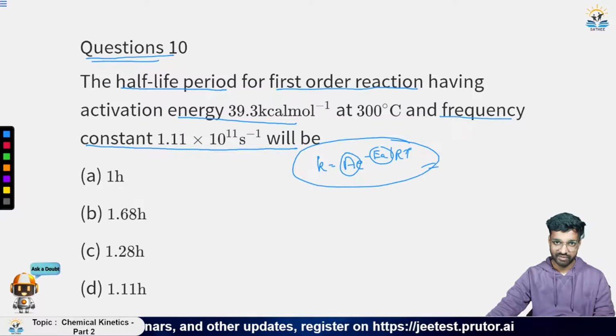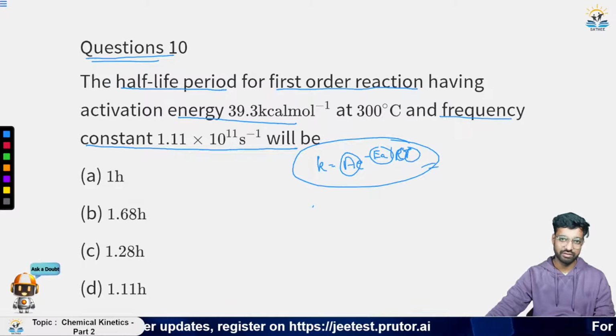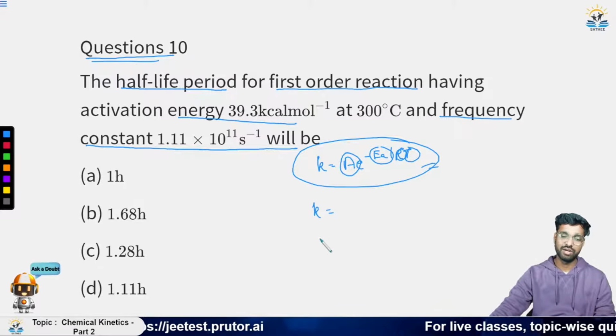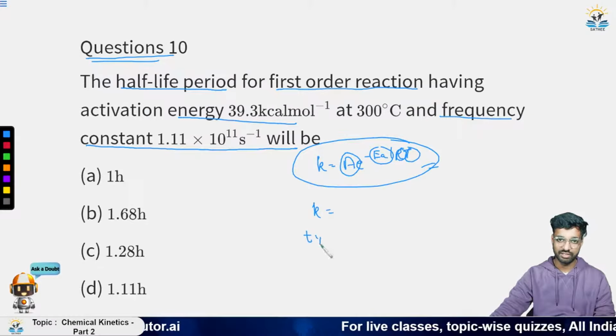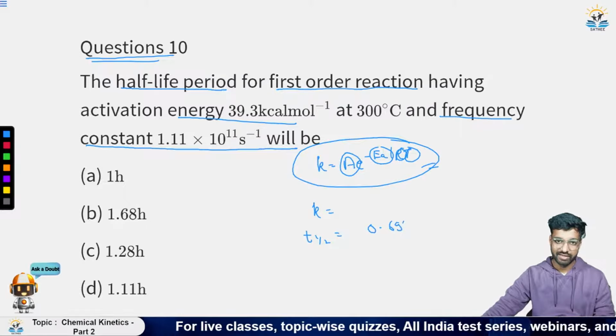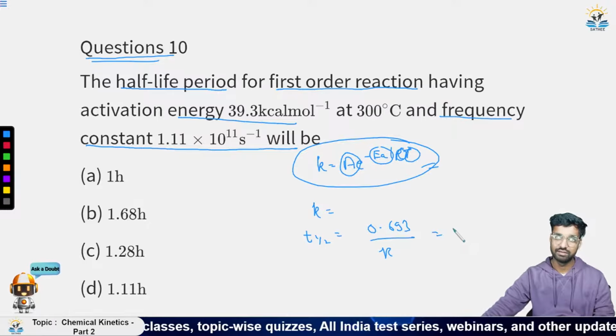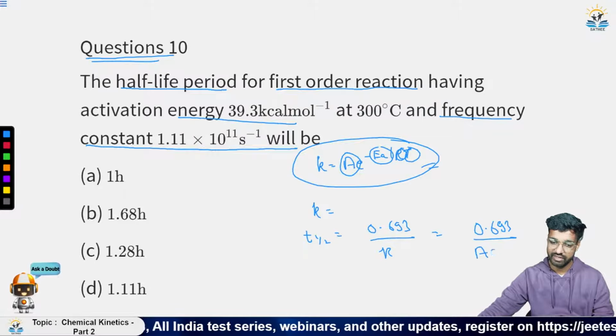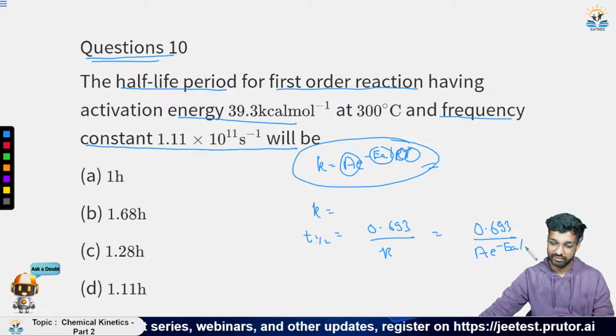So how will we find it? Temperature is also given. We know the gas constant. So first find the k using this formula, putting all the values. And whatever value you get, you know the relation for t half of a first order reaction, that is 0.693 by k. That is 0.693 by A e to the power minus Ea by RT.